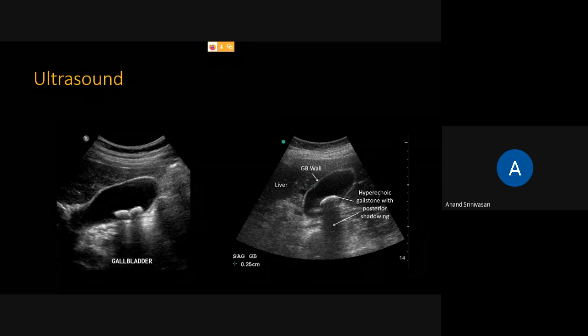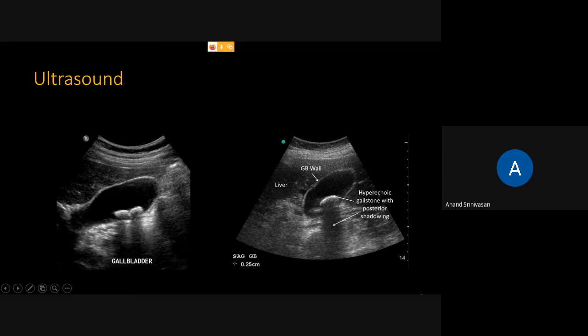So here you can see the sound waves go inside and then they get reflected back. It is recorded by the ultrasound machine and then interpreted as a 2D scan. Here you can see this is the gallbladder, and there are probably some stones present in the gallbladder.